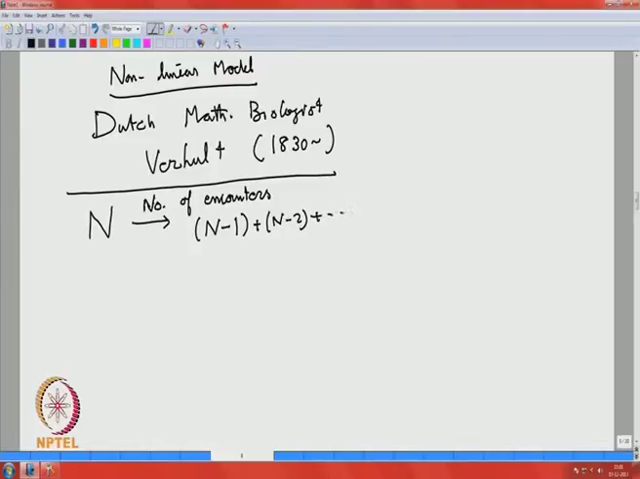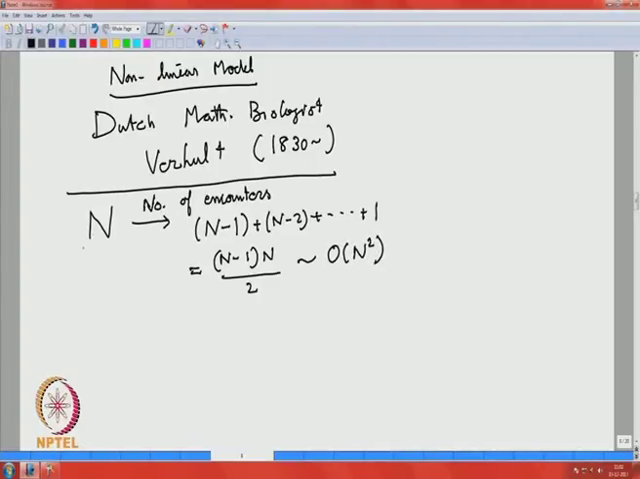So, the number of encounters, if everyone meets everybody, that will not win. That is where you have to understand the population and then you have to put a factor. This is something like equal to n minus 1 into n by 2, that is in the order of n square. So, this is approximate.